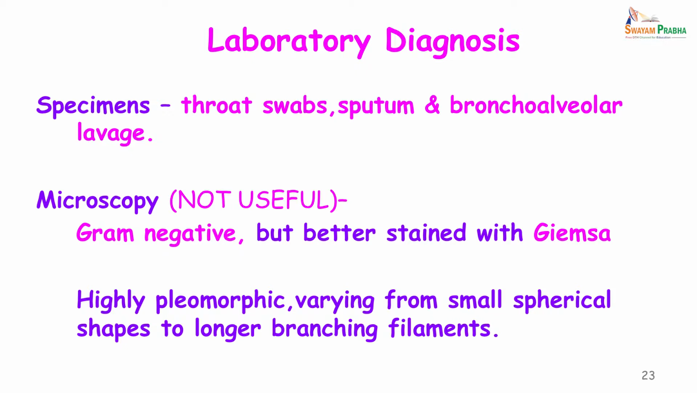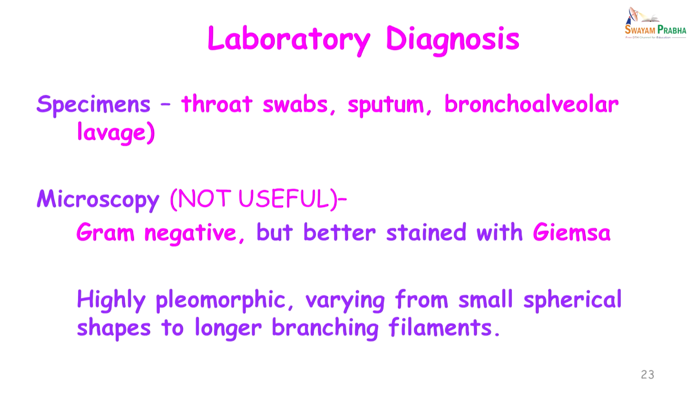Okay, let us move on to the laboratory diagnosis of Mycoplasma pneumoniae. The specimens which are usually collected are throat swabs, sputum and bronchoalveolar lavage. These are the specimens if we want to detect the organism. Microscopy, I will be covering it, is not really very useful in the diagnosis. The organism is gram negative, but better stained by Giemsa stain. But because these organisms are highly pleomorphic, varying from small spherical shapes to larger branching filaments, they can often be missed.